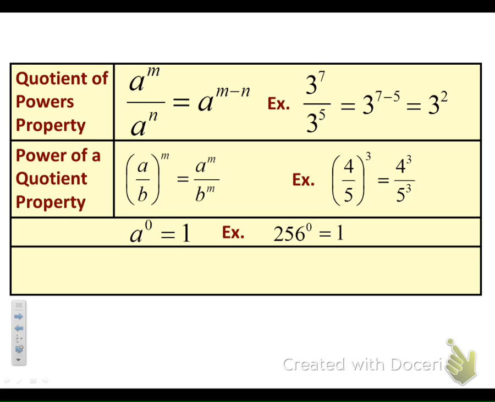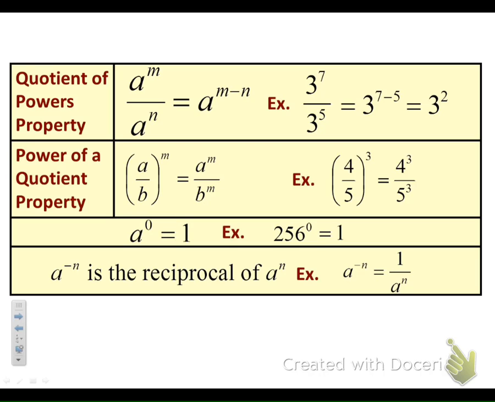Another thing is if we have a negative exponent. A to the negative n is the reciprocal of a to the n. Like this property that we used here, a to the n. A to a negative n is the reciprocal of a to the n. That means we're dealing with the denominator. For example, if you have a to the negative n, we can represent that as 1 over a to the positive n.